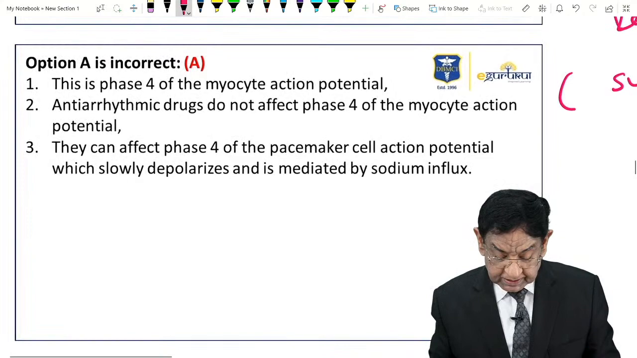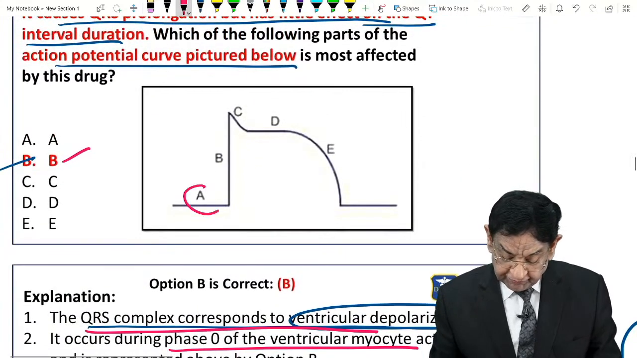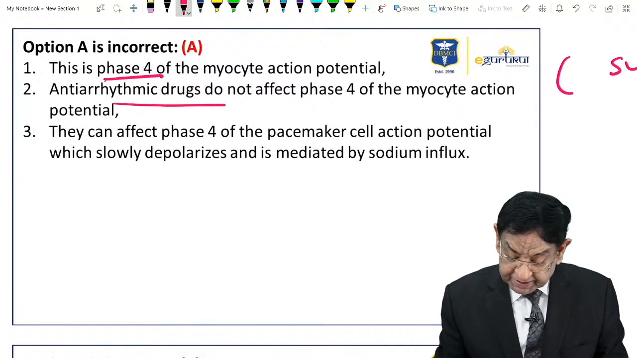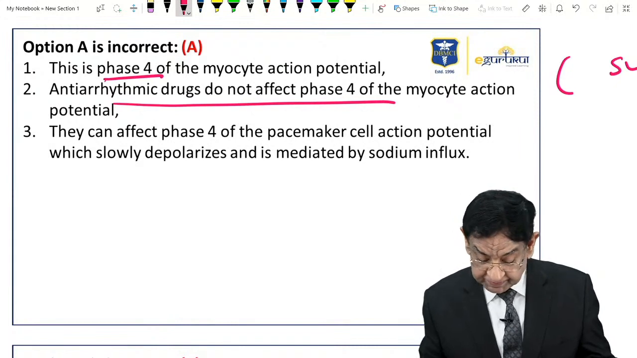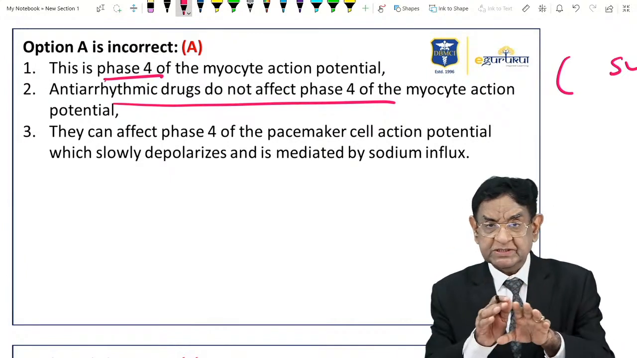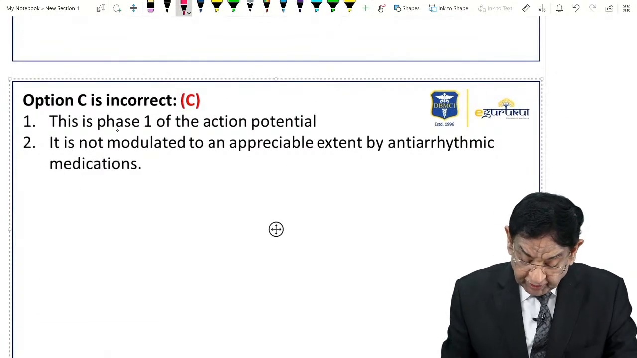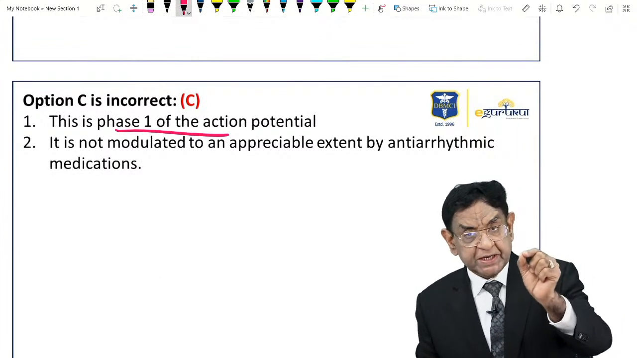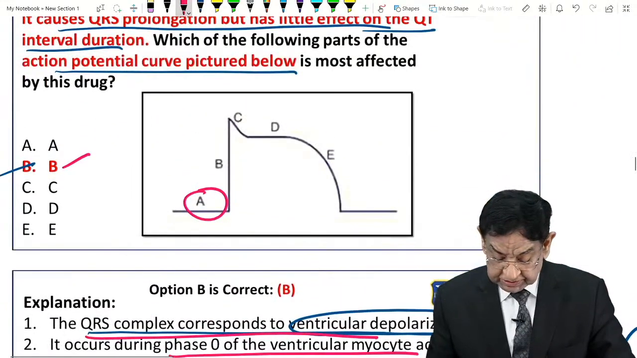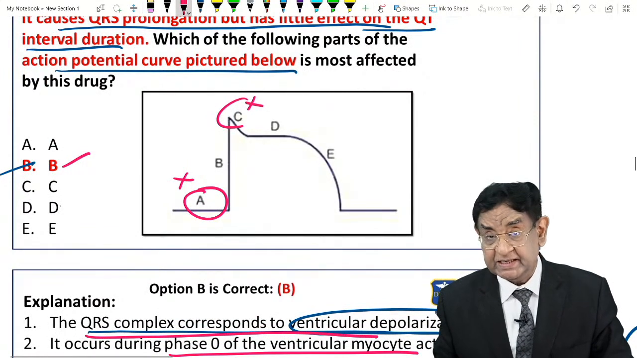What is option A? This tells you phase 4. Look into the diagram again. This is phase 4, the resting membrane potential, and none of the antiarrhythmic drugs act on this, as I mentioned earlier. So this option is already ruled out. Option C is phase 1. Phase 1 is the rapid early repolarization. None of the antiarrhythmic drugs act here also. This also is ruled out.